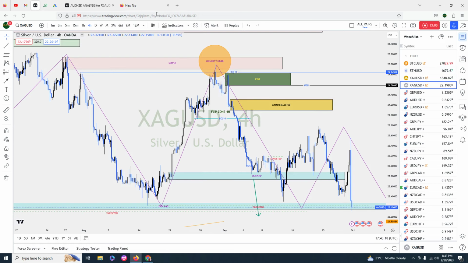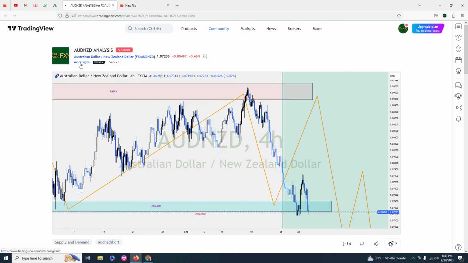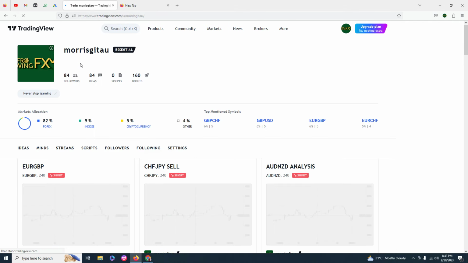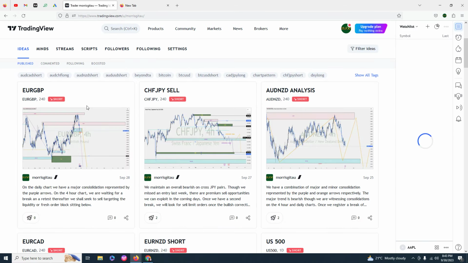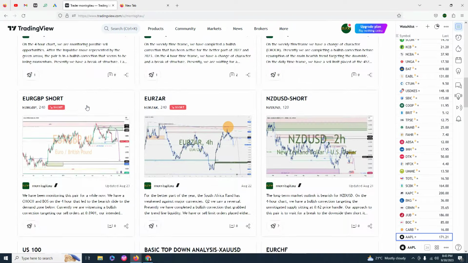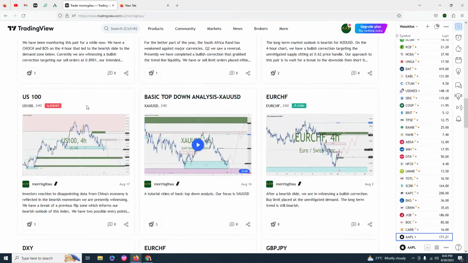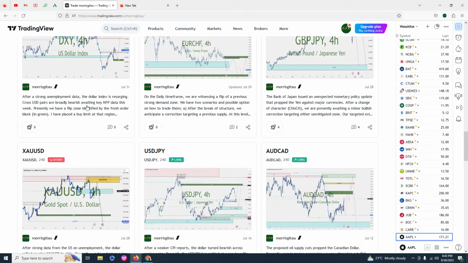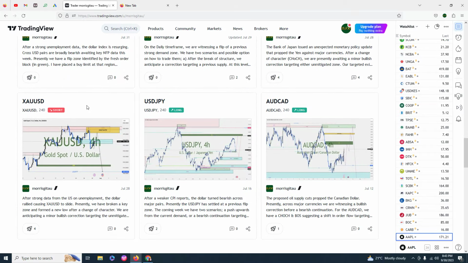I don't know whether I posted this work. Let me just check whether I posted on my TradingView account. If I did, it would be amazing to see how it played out. Unfortunately, it doesn't look like I posted it.